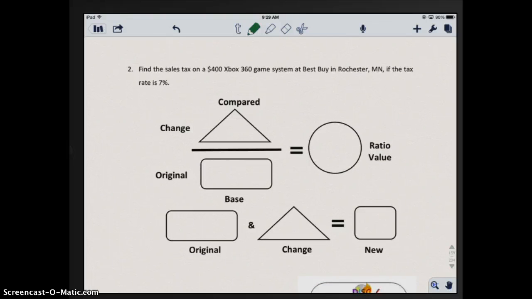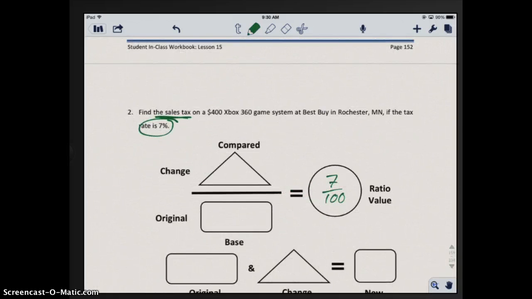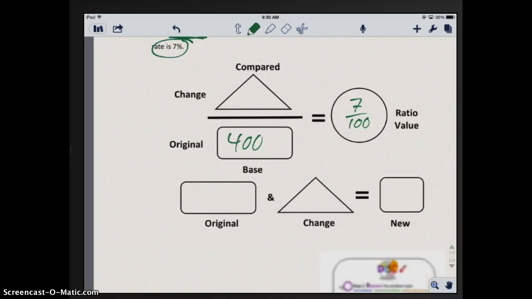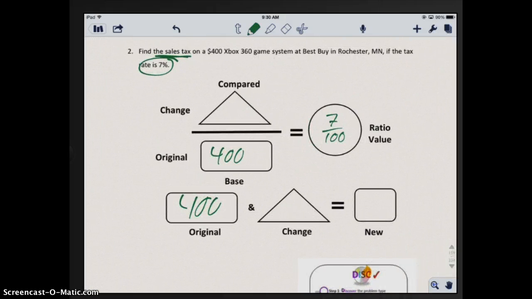Number two, find the sales tax on a $400 Xbox 360 game system at Best Buy in Rochester, Minnesota. The tax rate is 7%. So we need to find the sales tax, that means the amount. If the tax rate is 7%, that 7% should go right in here. $400, that's the total amount, the original amount of the cost. Put that in those spots, just like we did yesterday. And as you can see, we have to find this change amount. Cross multiply and solve, and we get 28. So that goes here, 28. So we really paid $400 and $428.